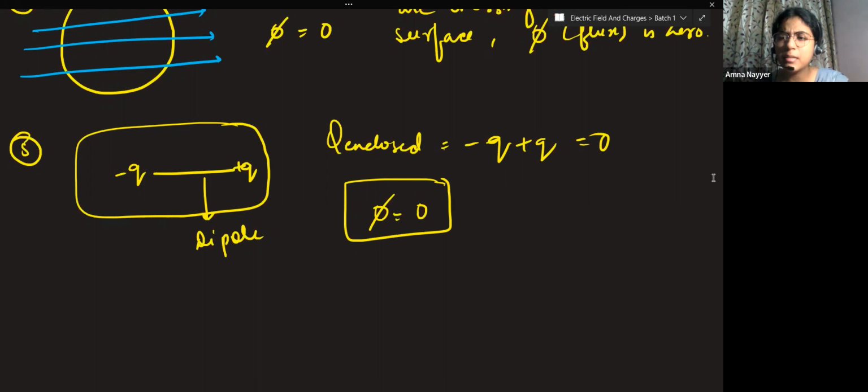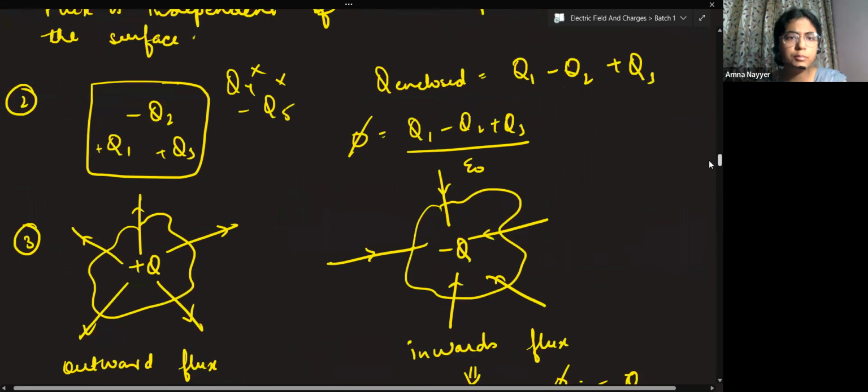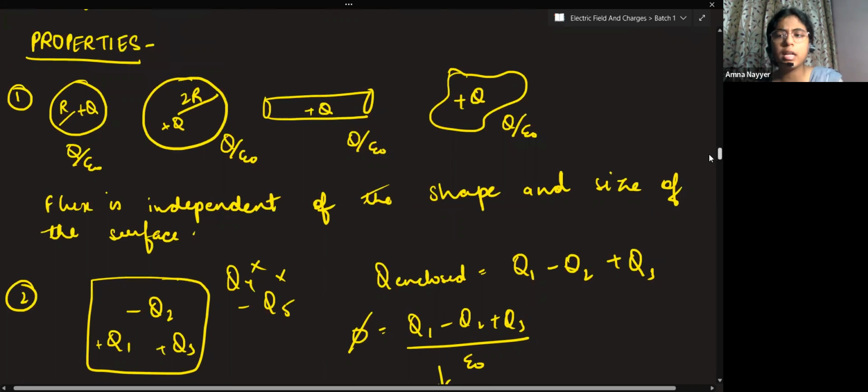So these are very easy basic properties of Gauss theorem. Let's do some questions on it. Till the time, just note down the properties of it. If you have any doubts regarding the properties or any doubt, you can ask me.